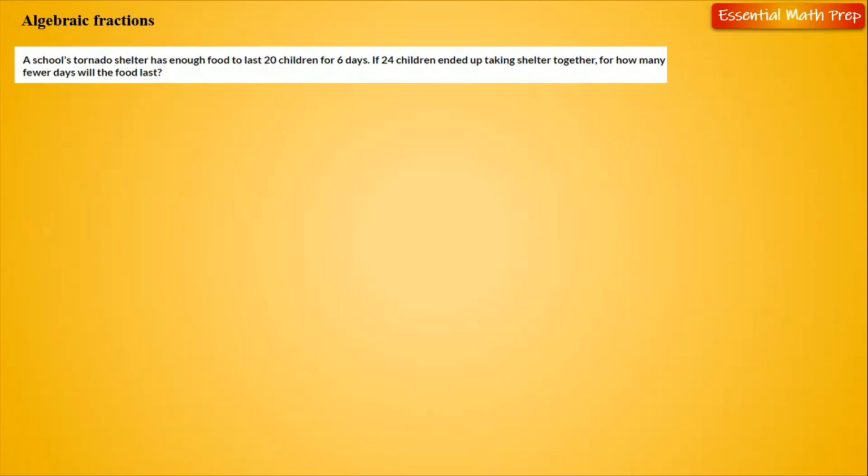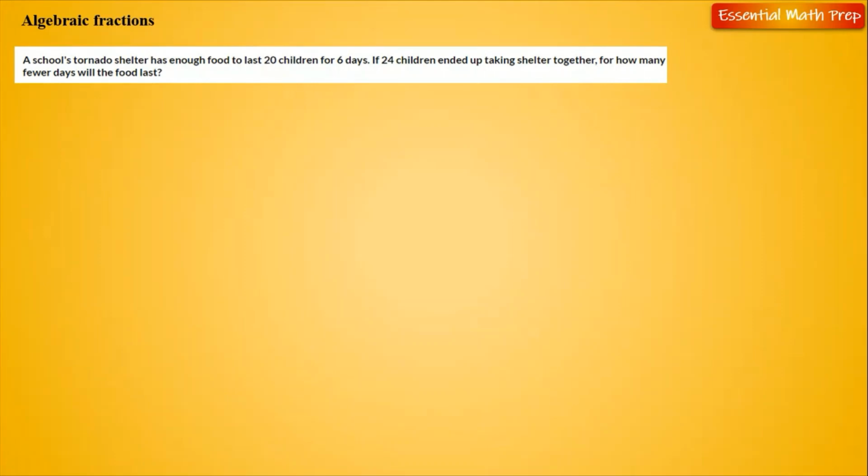Welcome back. This will be the final installment on the topic of excluding variables, right? So let's get to the first problem. A school's tornado shelter has enough food to last 20 children for 6 days. If 24 children were to end up taking shelter, how many fewer days would the food last?